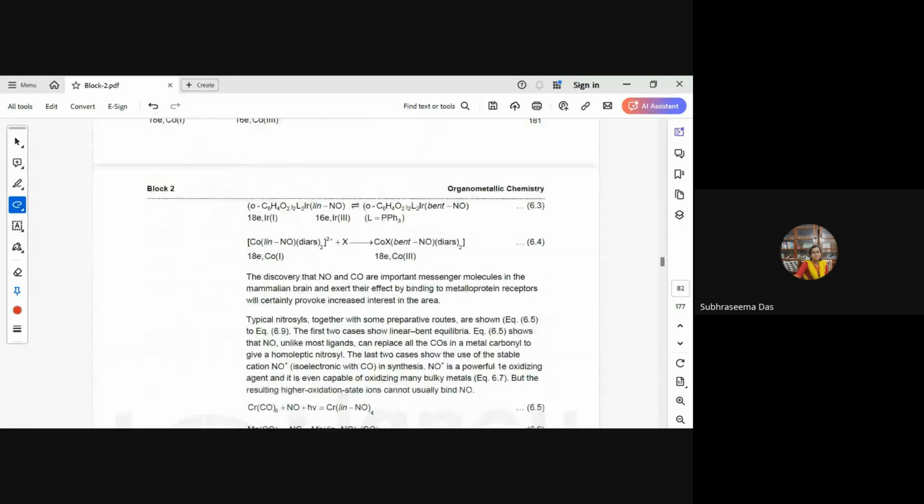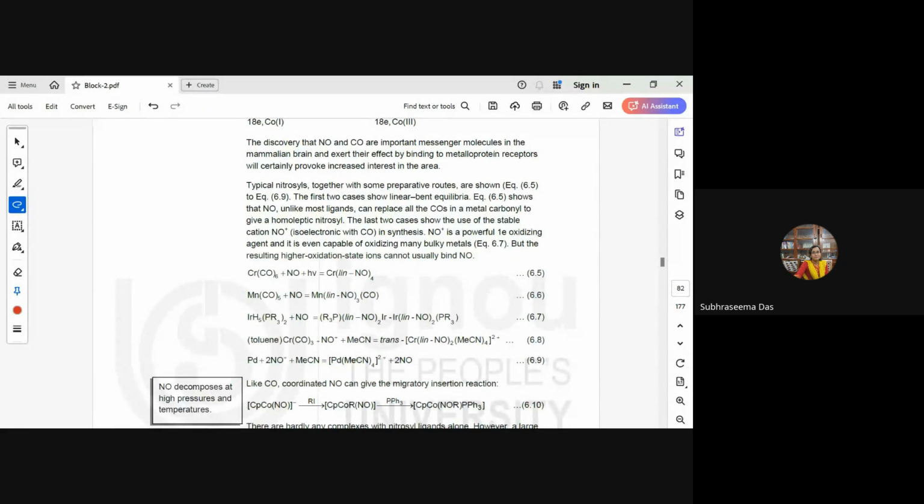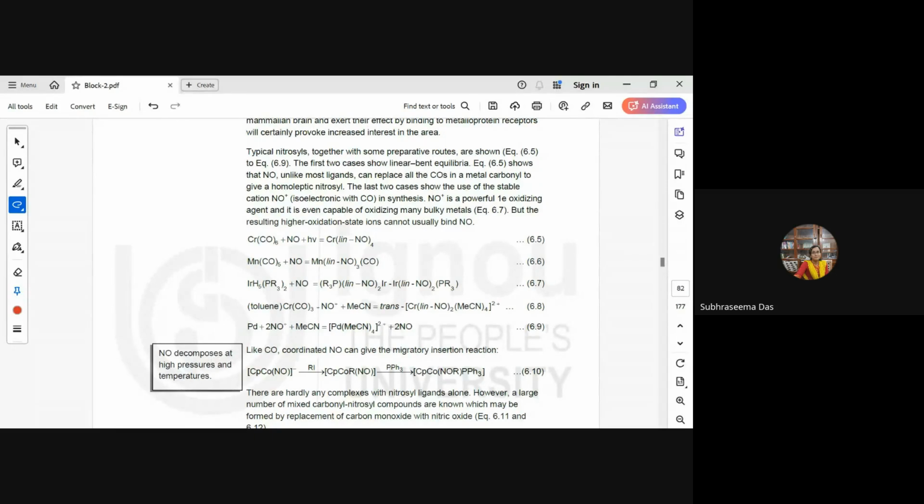Here, the discovery that NO and CO are important molecules in the mammalian brain. Typical nitrosyls and their preparation methods are shown in the equations 6.5 to 6.9. The first two cases show linear-bend equilibria. Equation 5 shows that NO, unlike most ligands, can replace all the COs in a metal carbonyl. The last two equations show the use of the stable NO+, which is isoelectronic with CO, in the synthesis.